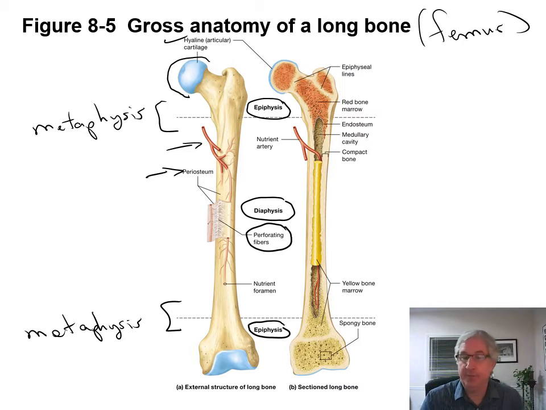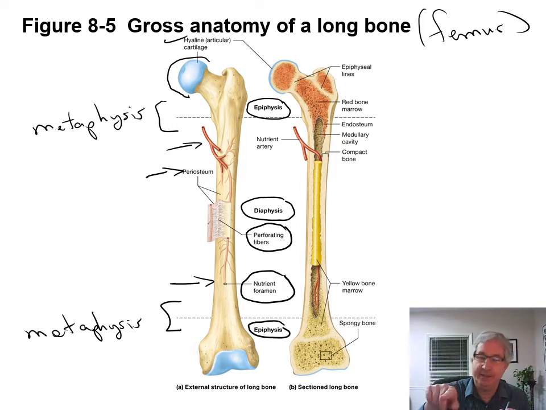How do you get to the inside of the bone? Well, there's something called a nutrient foramen, which is a hole, foramen meaning hole in the bone, and the artery enters the bone at the nutrient foramen and goes inside the bone into the diaphysis. So here's another couple things they talk about in this. The artery that comes down here is called the nutrient artery that goes into the bone.